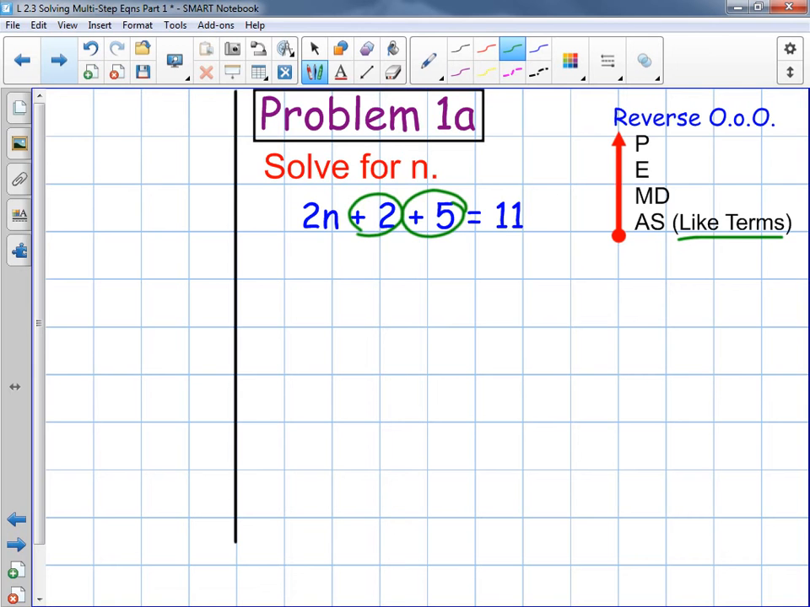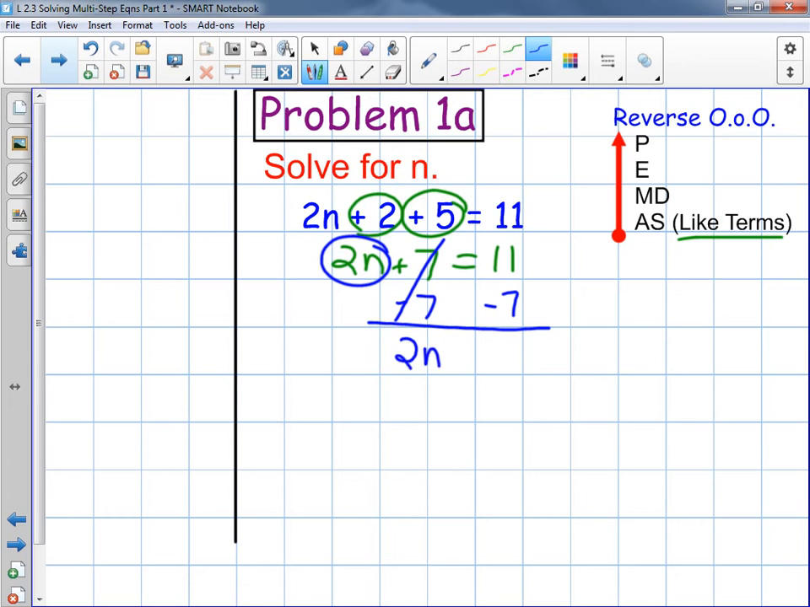These two numbers, 2 and 5, are both constants, so you can add them together. 2 plus 5 is 7. And now that you've added the like terms together, really what you have now is a 2-step problem from this point on. And you solve it just like you solve a 2-step problem. Find the variable term. This is plus 7, so you get rid of plus 7 by subtracting 7. What you do to one side, you do to the other side. Plus 7 and minus 7 cancel. You're left with 2n, or 2 times n.